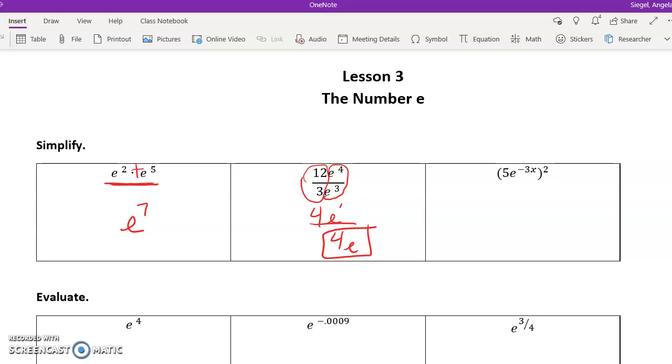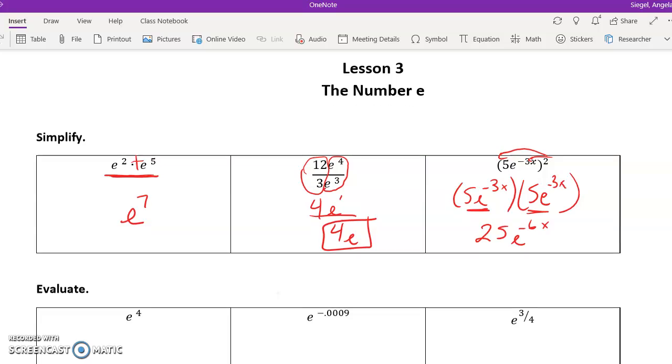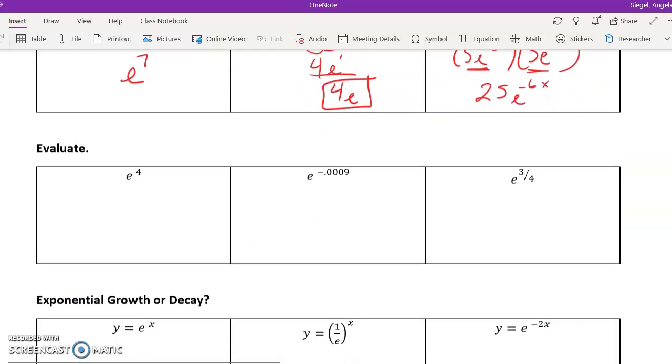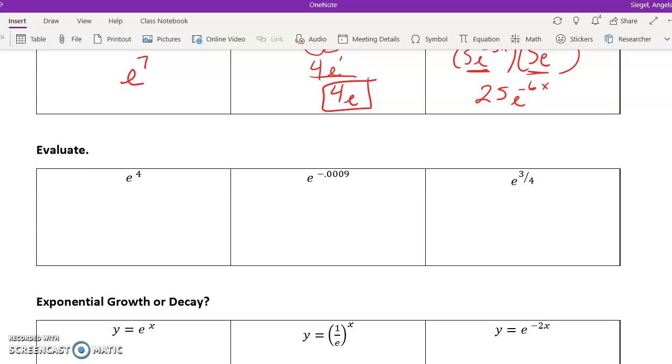Over here, remember, think about this as 5e to the negative 3x power, 2 times. Another way to think of it is we're going to distribute that 2 to both things, but I just wanted to give you a visual of what's going on here. So we have 25e to the negative 6x power. Okay, let's keep going. Down here, we're actually going to use our calculator.